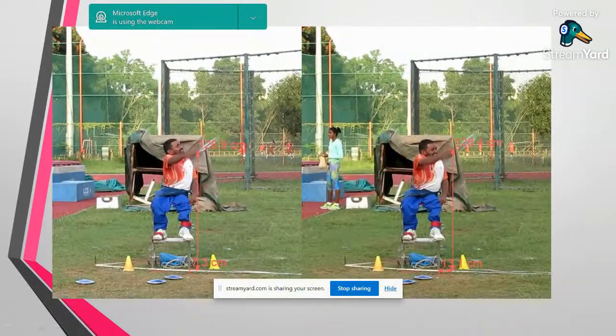So yeah, this is an image of a para athlete. I was fortunate enough to work with these athletes. As you can see, we have found out the height of release and the distance of that disc from the stationary point. Okay, this distance, I'm talking about this distance. We have found that out, and we can find out the angle also.